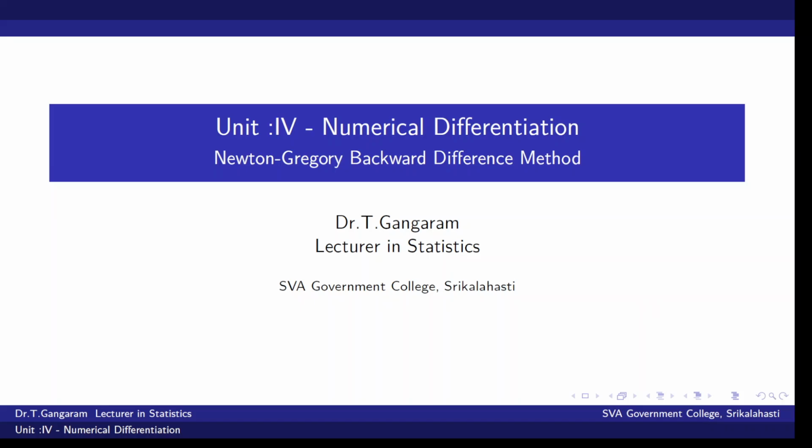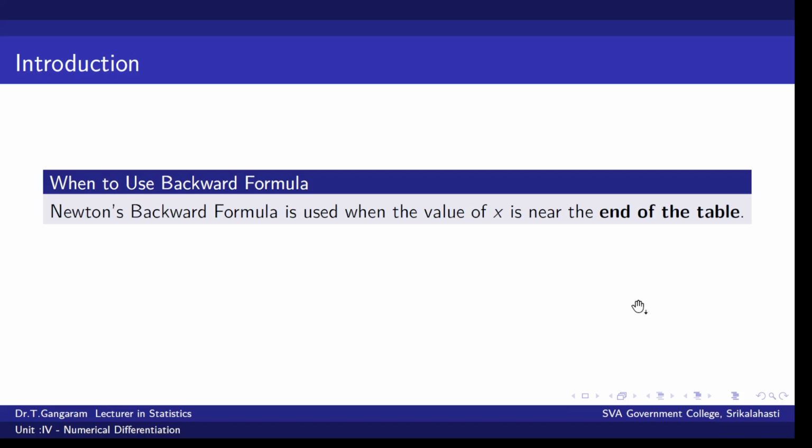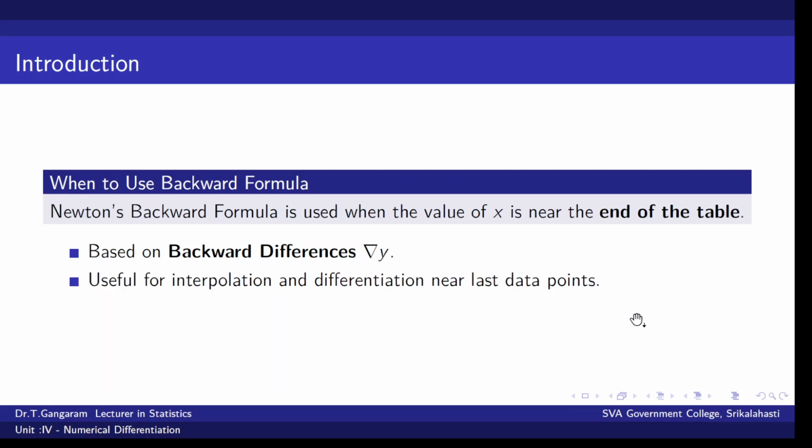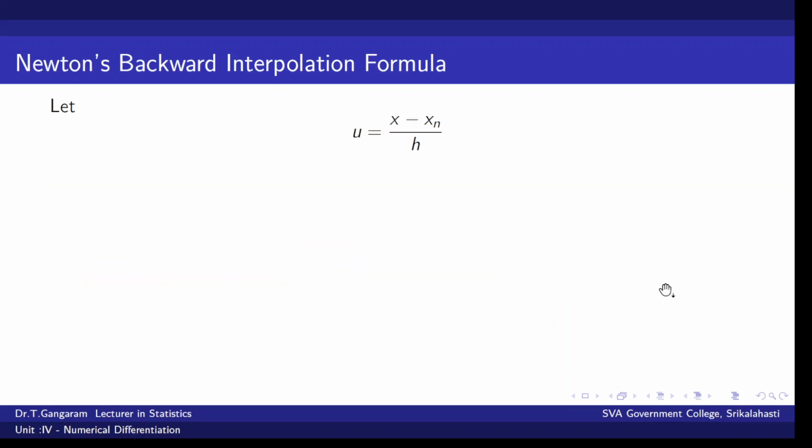The objective of this video lecture is to find first and second derivatives of Newton backward formula. Newton backward formula is used when the values of x are near the end of the table. It is based on backward differences, nabla y, useful for interpolation and differentiation near last data points.